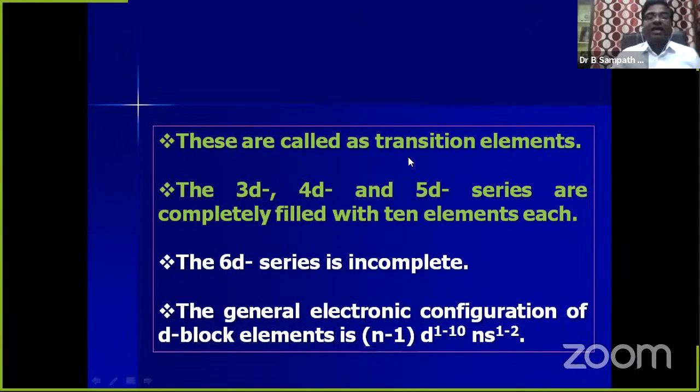These are called transition elements. The 3D, 4D, and 5D series are completely filled with 10 elements each. The 6D series is incomplete.